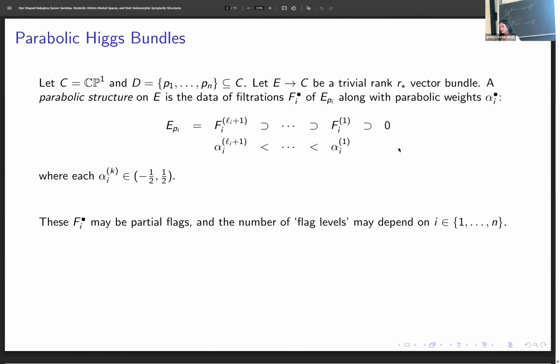And I do not require these flags to be full flags, so they can be partial flags. And the dimensions of each level can vary depending on which puncture you're over. So to keep track of all the data, I use these r's. r_ik is the dimension of F_ik, and m is the multiplicity. That's the dimension of the associated graded that we saw in the last talk. And I assume that the sum of the parabolic weights with multiplicity is 0. That's required for a reduction of structure group to SL_r.